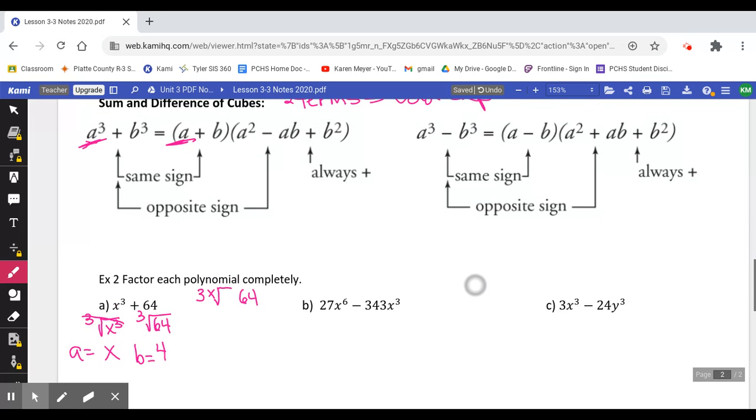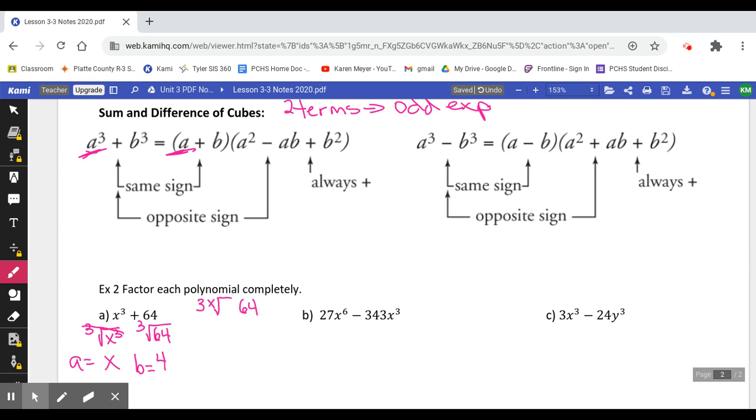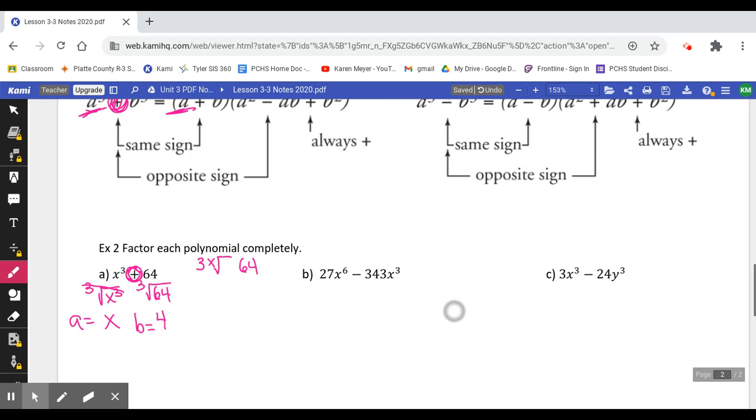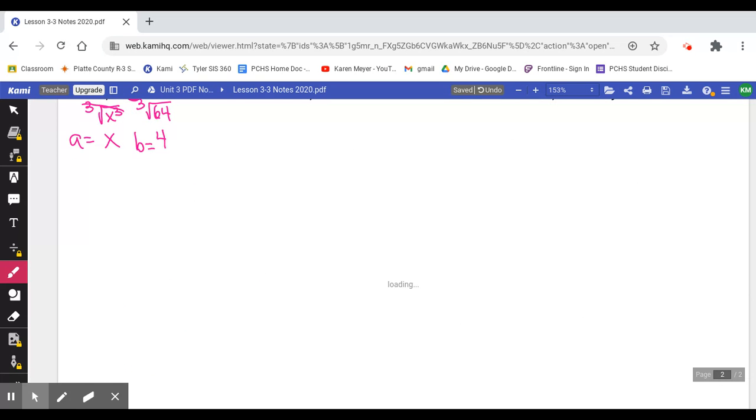Now, how do you know which formula to use? In my original problem, does everybody see that it was a plus sign? So you want to use the first formula that has a plus. I'll rewrite the formula down here for you. The formula is a plus b, parentheses, a squared minus ab plus b squared. Once again, you don't have to have the formulas memorized. I'll give them to you on the test or quiz. You just have to know how to plug this stuff in.